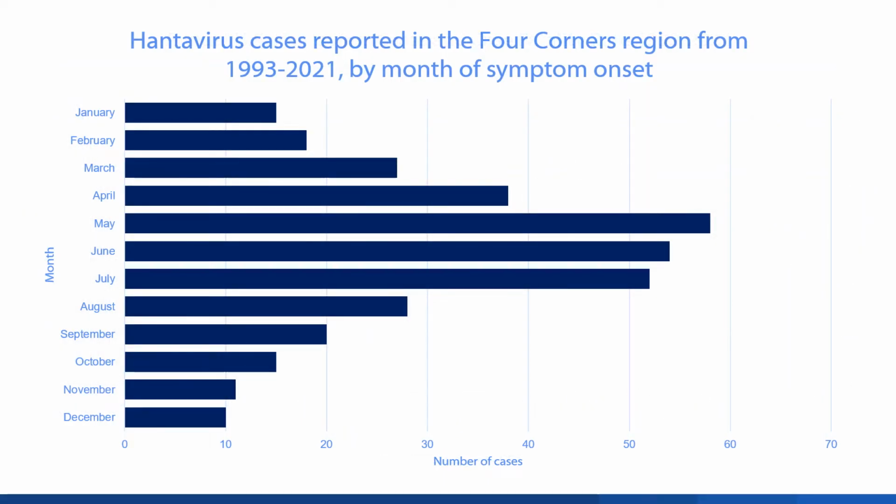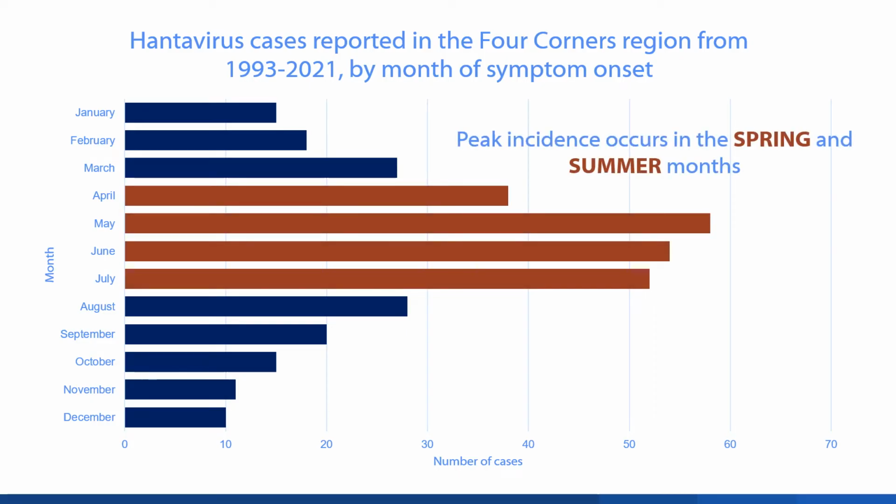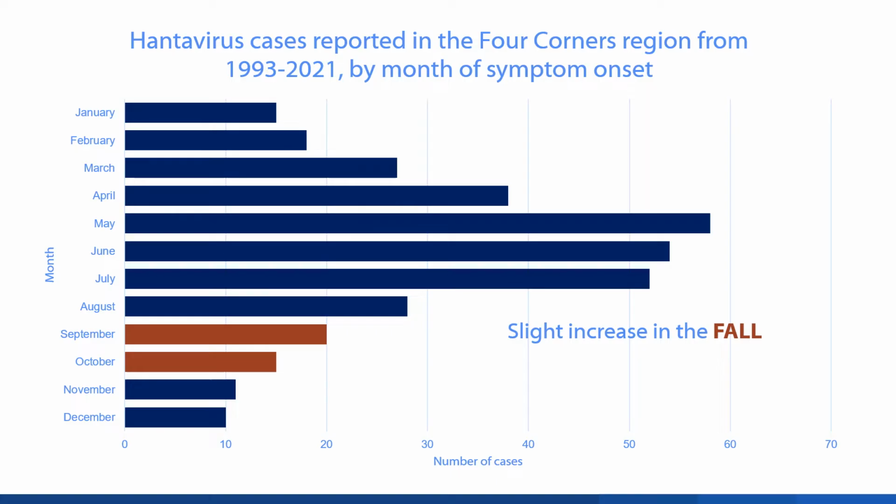This graph depicts the number of reported hantavirus cases by month of symptom onset for the Four Corners region from 1993 to 2021. There is an increase in hantavirus cases during the spring and summer months, which correlates with large increases in deer mice populations in these seasons. This may also have something to do with rodent or human behavior. There is also a slight increase in cases during the fall months.